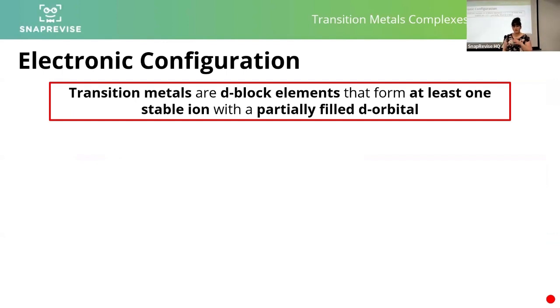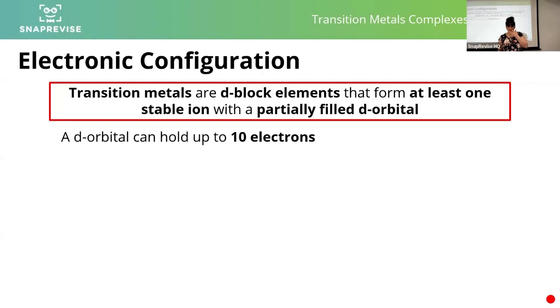A transition metal is a D block element that forms at least one stable ion with a partially filled d orbital. You can replace d orbital with d subshell if you want there, but d orbital is also technically correct. So transition metals are D block elements that form at least one stable ion with a partially filled d orbital. They need, in order to be called a transition metal, to have this stable ion that is stable with a partially filled d orbital.